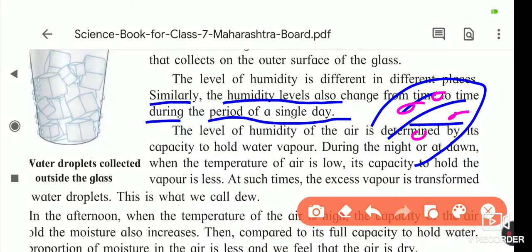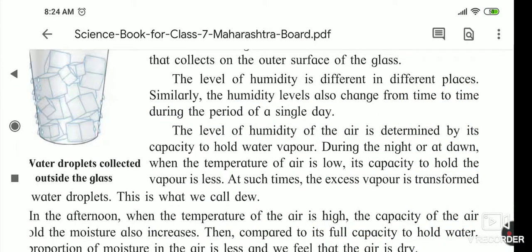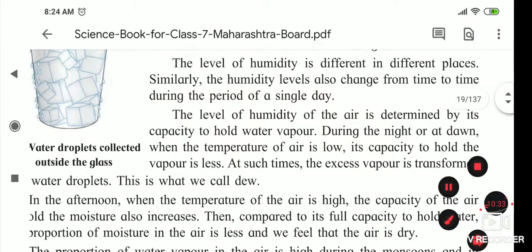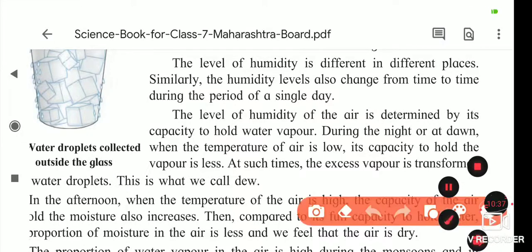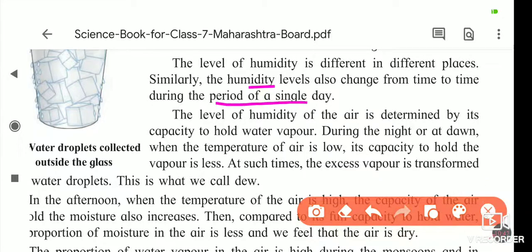Okay, in Marathi we say Davabindu. These are forming on the surface of this water. Now what they told you: in the afternoon, there is a dry climate. The humidity level also changes from time to time during a single day. In the morning there is more humidity, in the afternoon it is less, and in the evening it is a little bit more than in the afternoon.